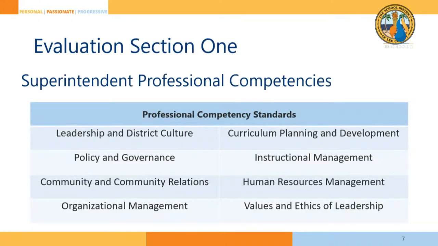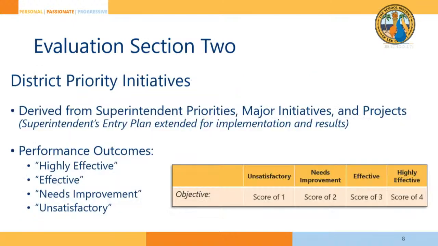Moving into section 1, these are the 8 categories, the professional competency standards that the superintendent is evaluated against, and all the specific indicators fit within those 8 broad standards. Section 2. Again, just to reiterate, these are derived from superintendent priorities, major initiatives, and projects.